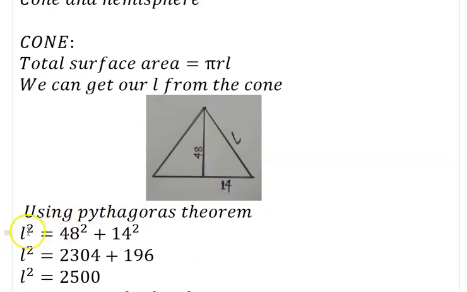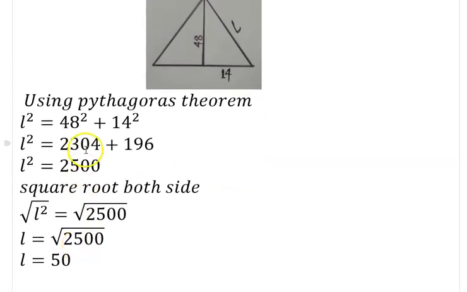The square of the hypotenuse equals the square of the first side plus the square of the second side. So if you say 48 squared here, you have 2304. 14 squared will give you what? 196. Add it together to give you what? 2500.